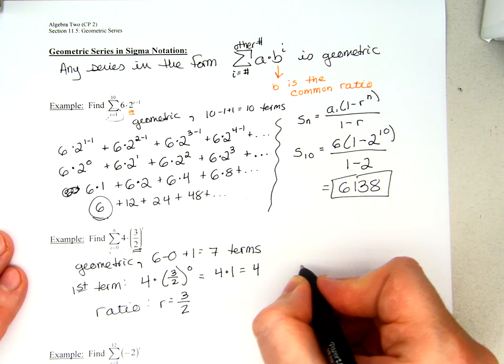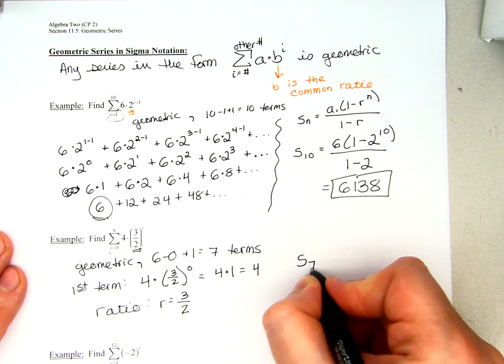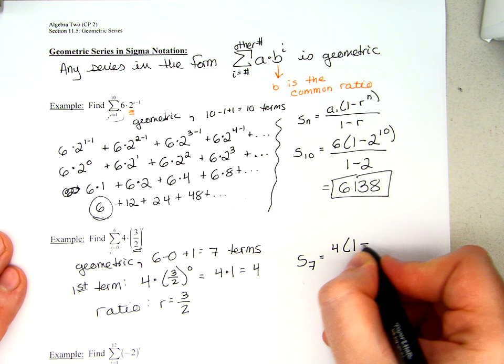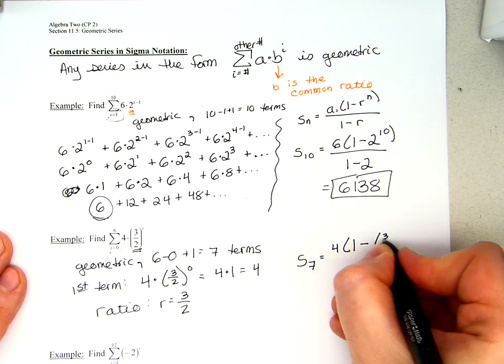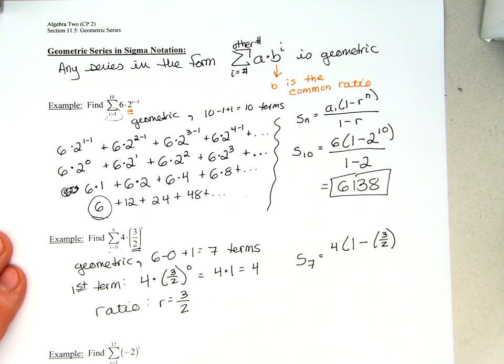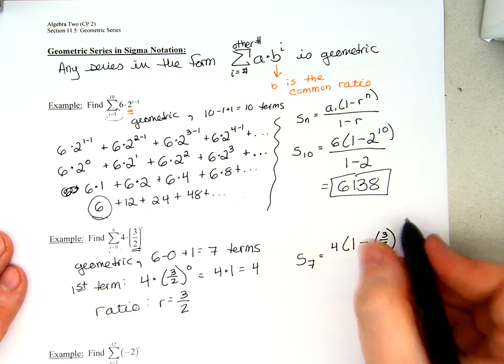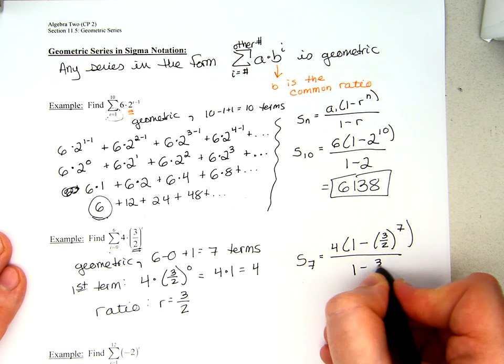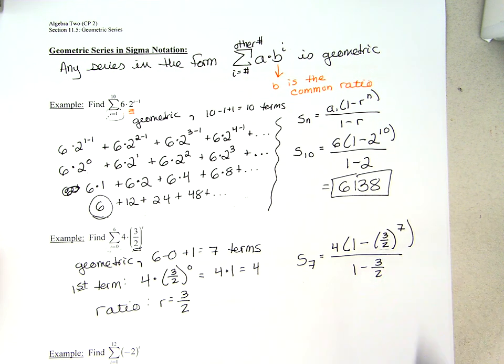So now if we go to use our formula, S sub 7 equals the first term, 4, times 1 minus the common ratio, 3 halves, raised to the 7, over 1 minus 3 halves. Make sure the 3 halves up top is in parentheses. You plug it in, and I'd like you to try to get a fraction answer. The calculator won't give a decimal, but I think you can try to get a fraction for this.